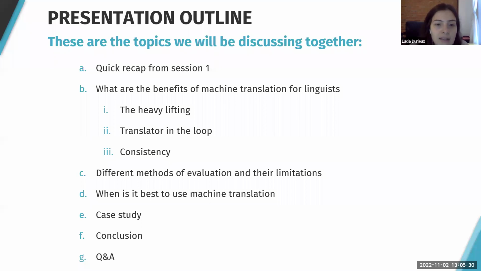Then we'll look at what are the benefits of machine translation for linguists. So we'll dive into a few of those, and then we'll look at different methods of evaluation as well as their limitations. We'll then finish things off with the best use for machine translation, and we'll top it off with a case study, which Betty is very familiar with. So really looking for your insight there, Betty.